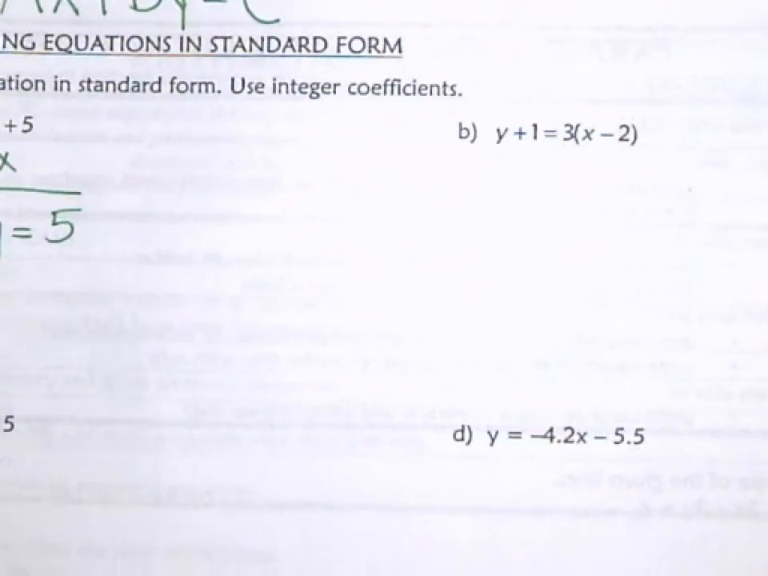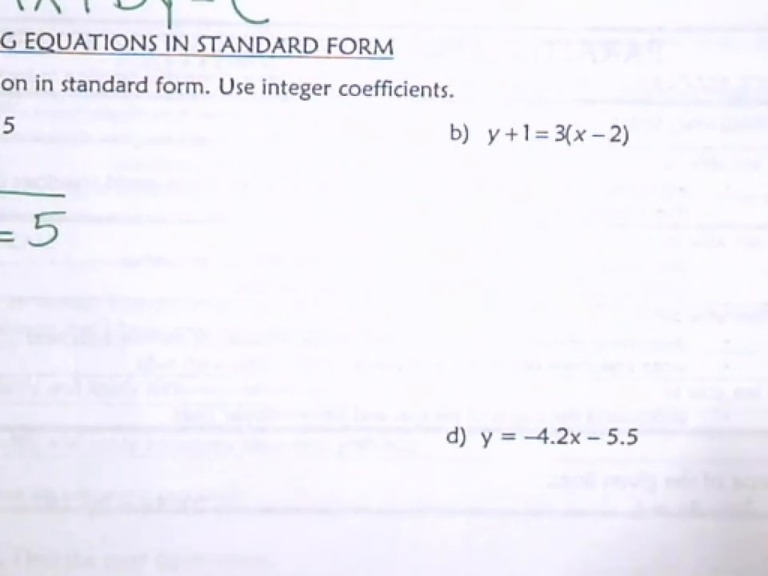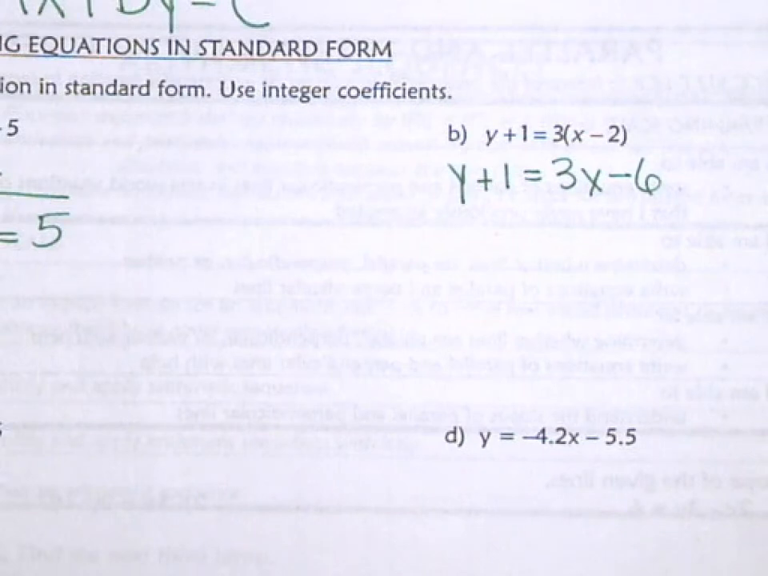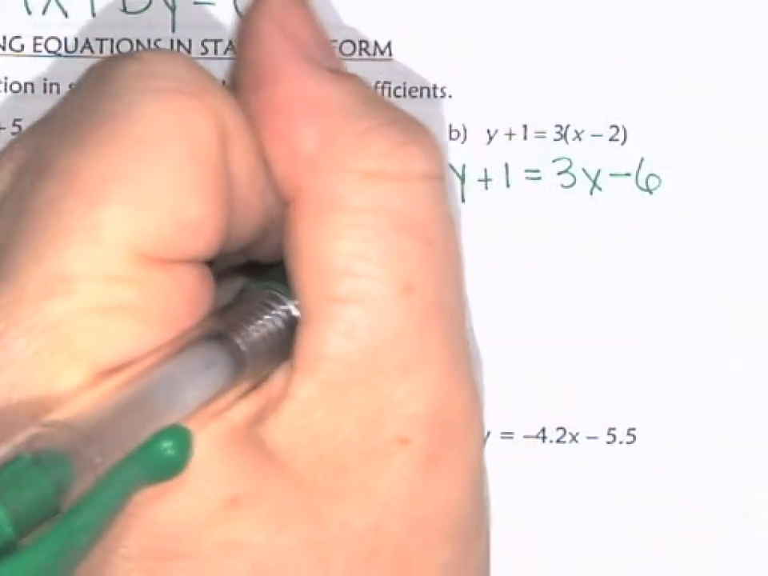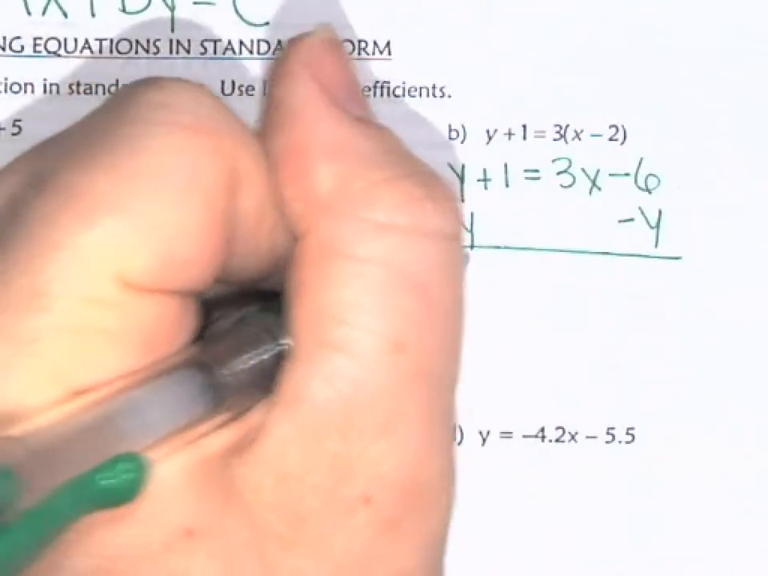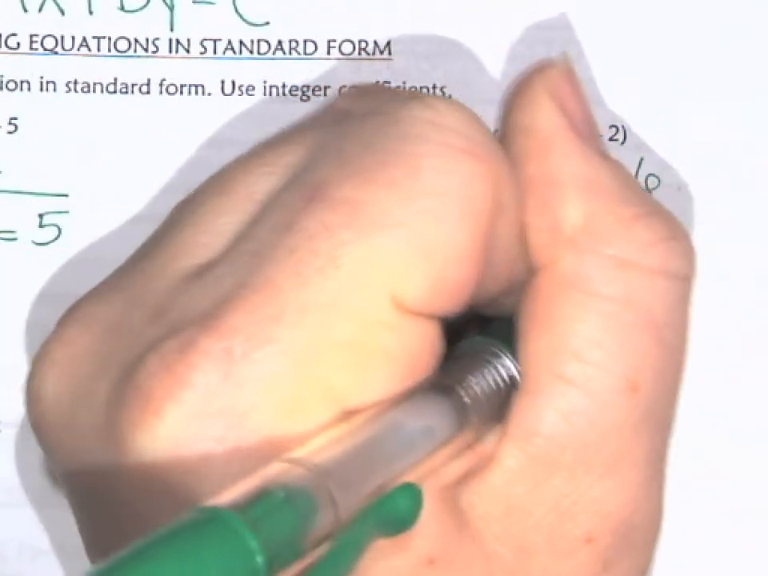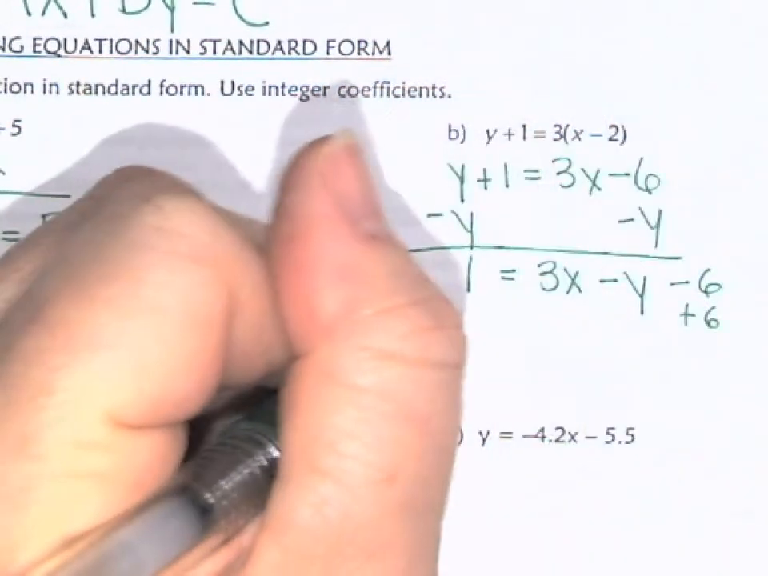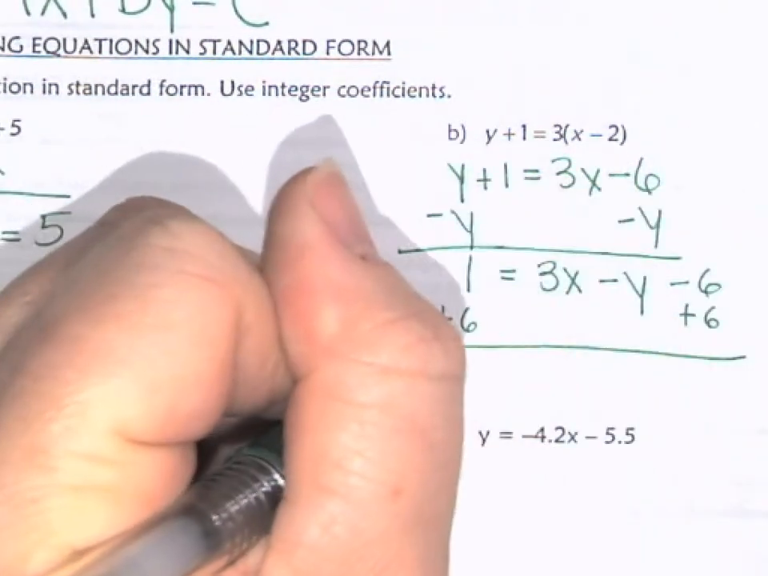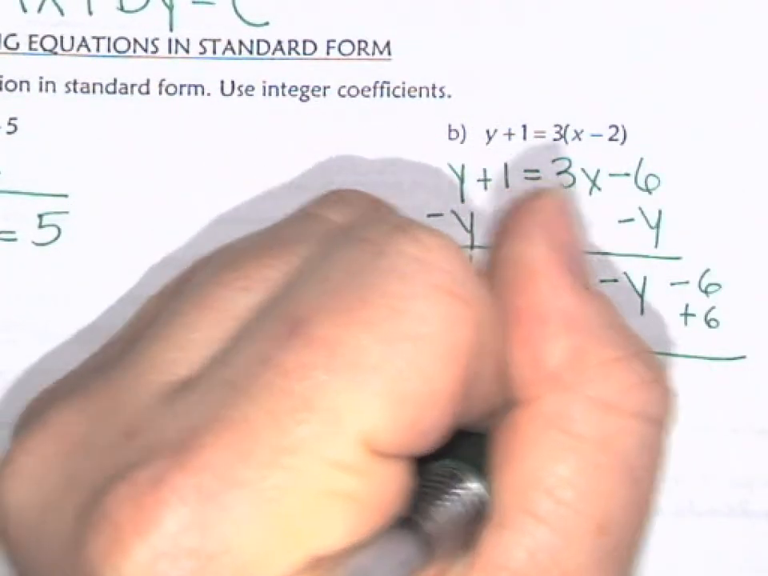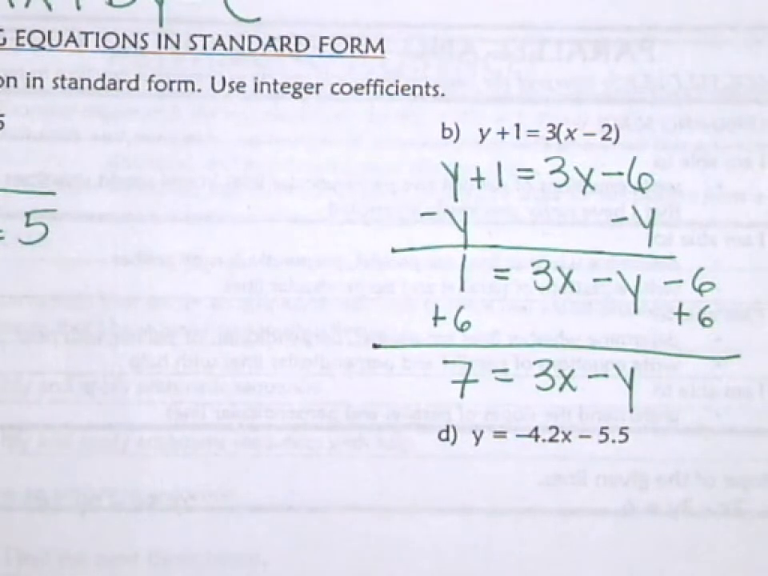All right, the second one is in point slope form. So first we're going to distribute. So y plus 1 equals 3x minus 6. You can either subtract the y or the x. It doesn't matter. I'm going to subtract my y term. So 1 equals 3x minus y minus 6. Add 6 to both sides. 7 equals 3x minus y.